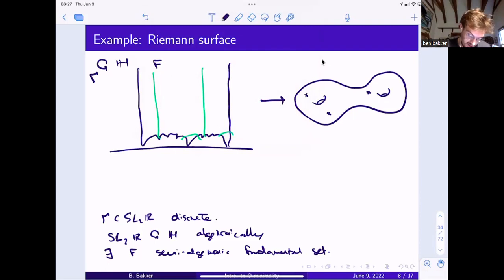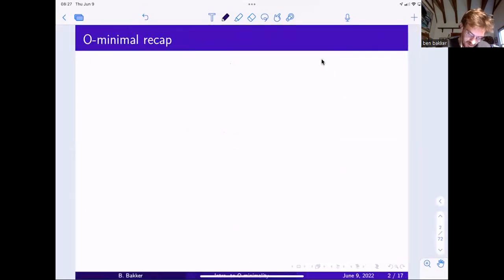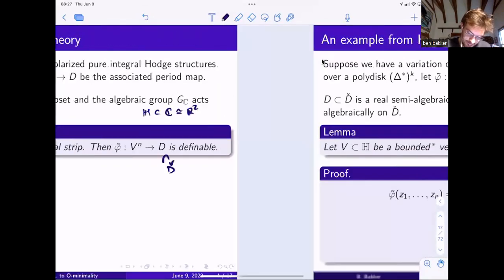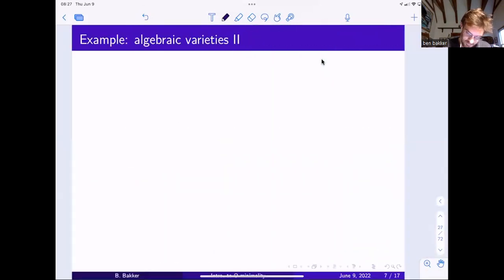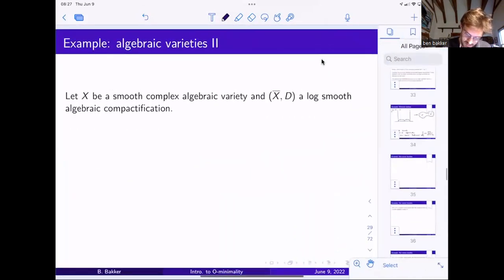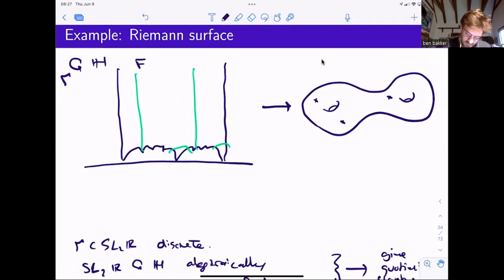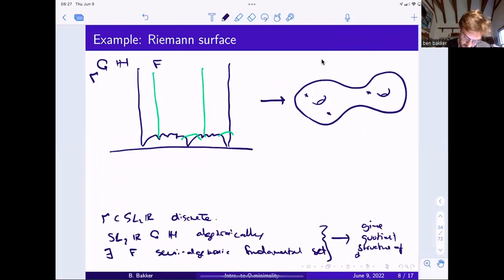So these two things together give quotient structure of definable manifolds.